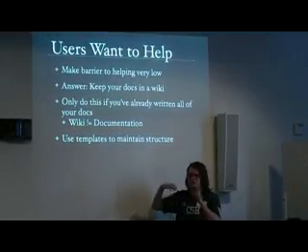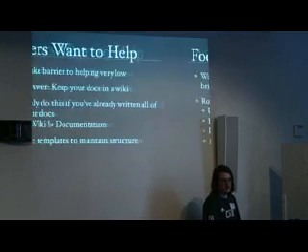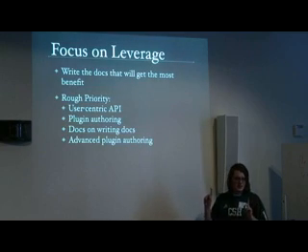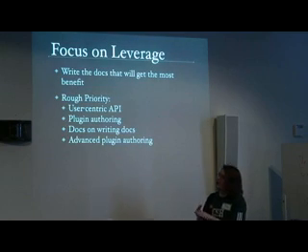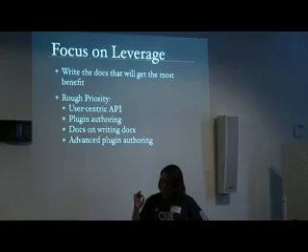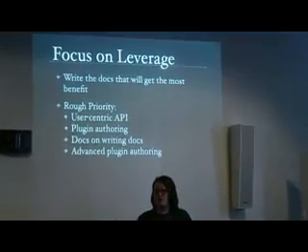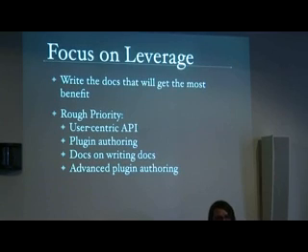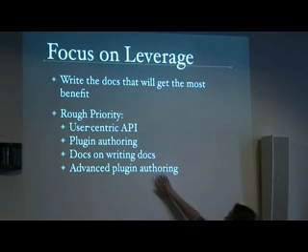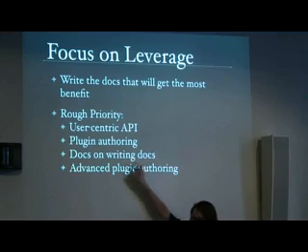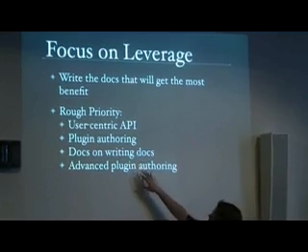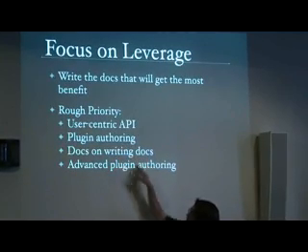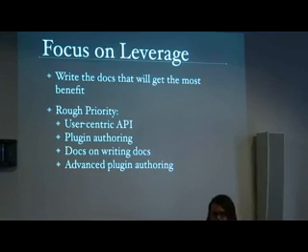I'm running out of time, so I've got to hurry. So leverage: only specifically write the documentation that'll help your users the most, and that'll help the library the most. Because your time is limited, you should focus on the best stuff first. This is a rough order that I have. So start with the user API. That's definitely most important. And then eventually start writing documentation on how to write documentation, so that other people can come in and know how to do it, and it'll self-perpetuate.